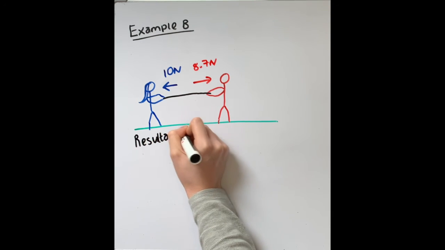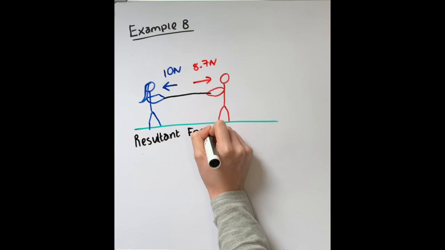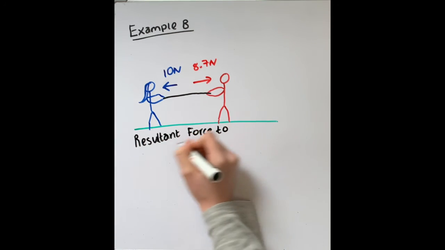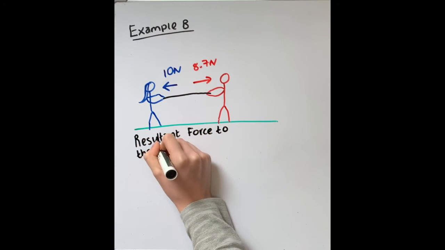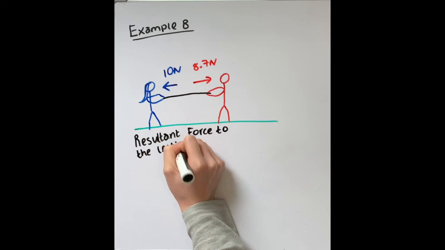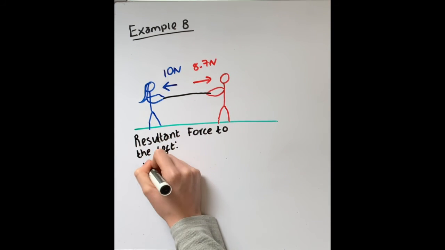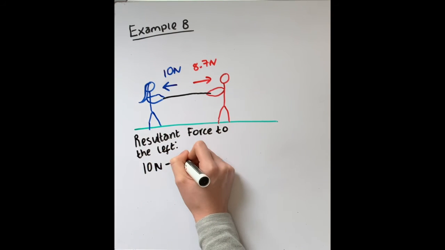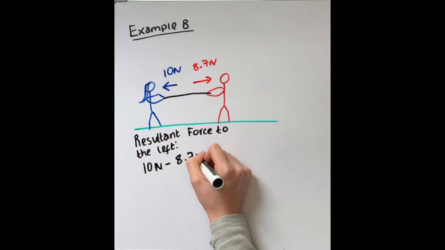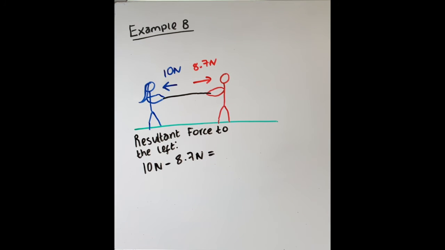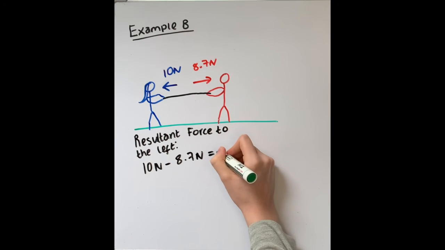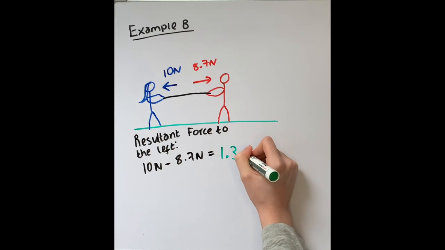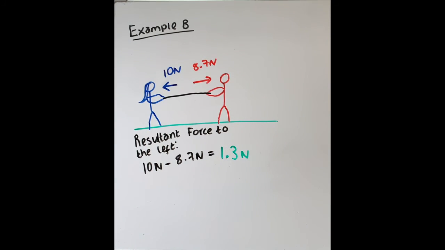This means we know our horizontal resultant force, because in this diagram there are no forces acting vertically, our horizontal resultant force will overall be to the left, because the force pulling to the left is larger than the force pulling to the right. To find this then, we simply minus the smaller force from the larger force. So 10 newtons to the left minus the 8.7 newtons that acts to the right, and this gives us a value of 1.3 newtons overall to the left.